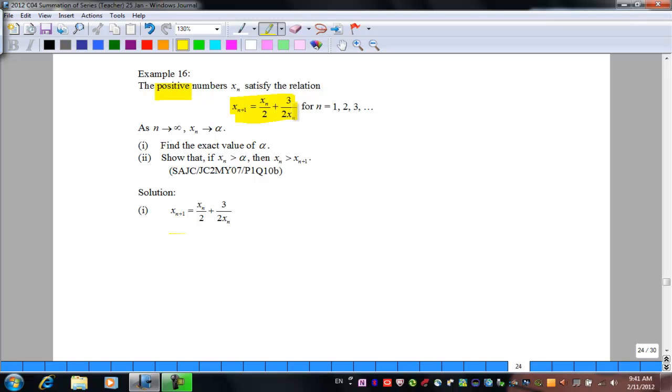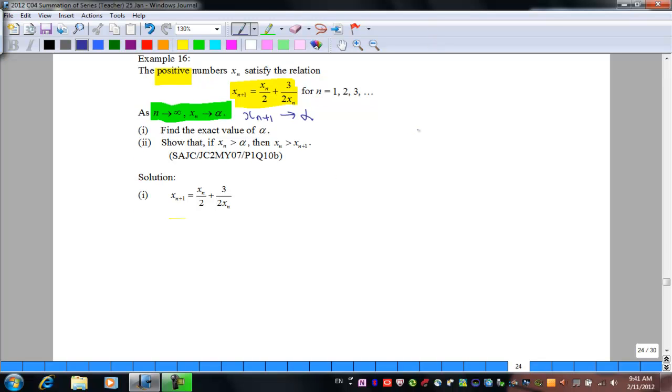And as n tends to infinity, I am told that xn tends to alpha. Okay, immediately, for the more sharp students, we can also conclude that xn plus 1 must also tend to alpha. Alright, so I'm asked to find the value of alpha. So xn plus 1, now this is exactly what we have done in example 15. Okay, so let's run through the working very quickly.